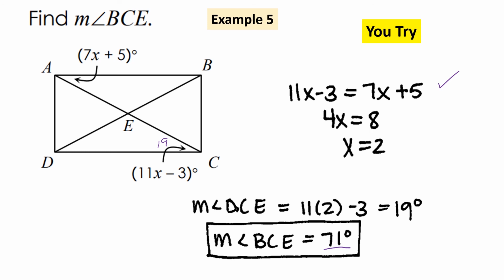And how do we get the 71? Of course, we subtracted that from 90 because this is a right angle. And we get 71 degrees, but hopefully you got it correct. If not, maybe pause the video and analyze the work here a little bit more.